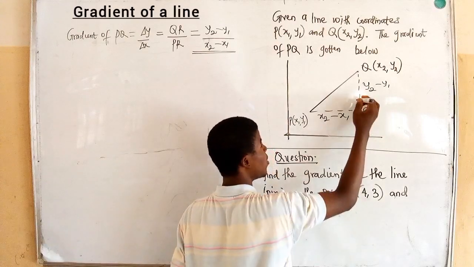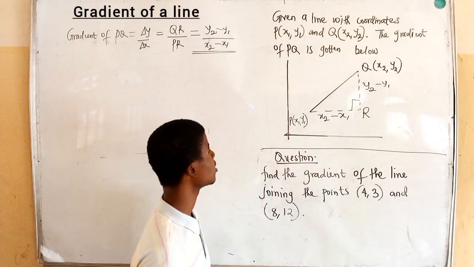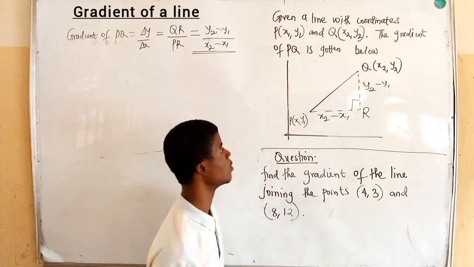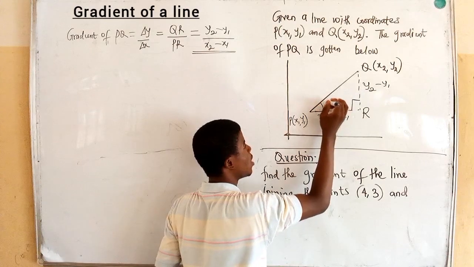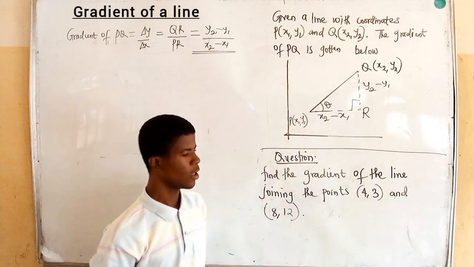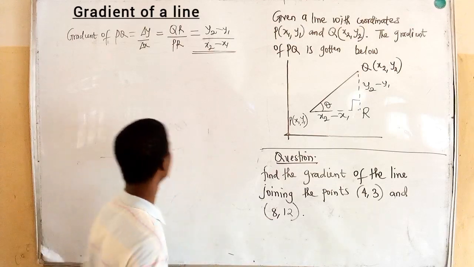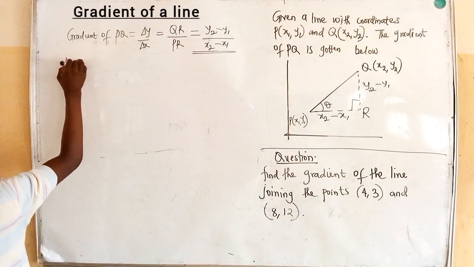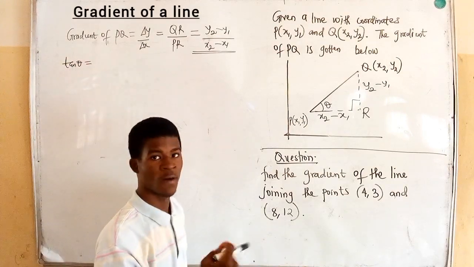Now, this is a right angled triangle. You agree with me? This is a right angled triangle. That's triangle PQR. And I can actually form an angle here. Let's call the angle theta. Now let's look for the tangent of this angle and see what it will produce. Tan theta is equal to, tan is opposite over adjacent.